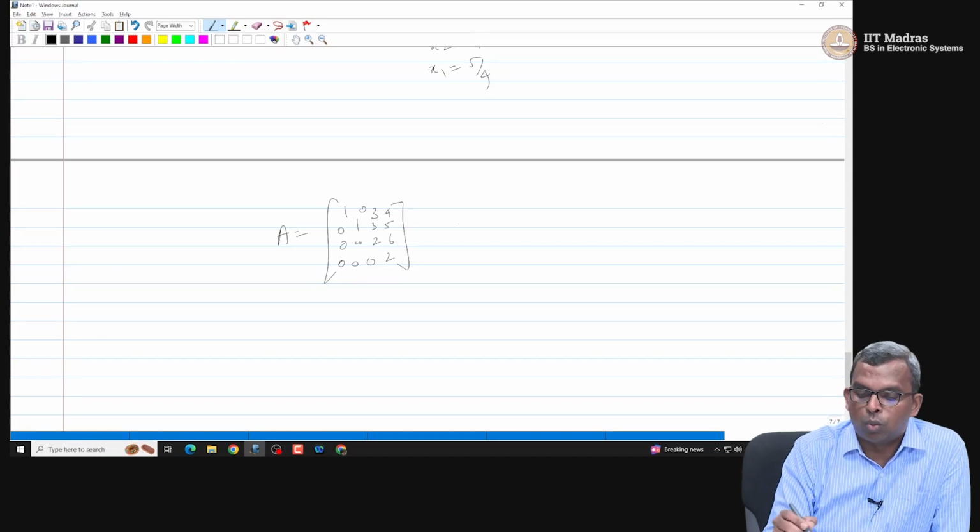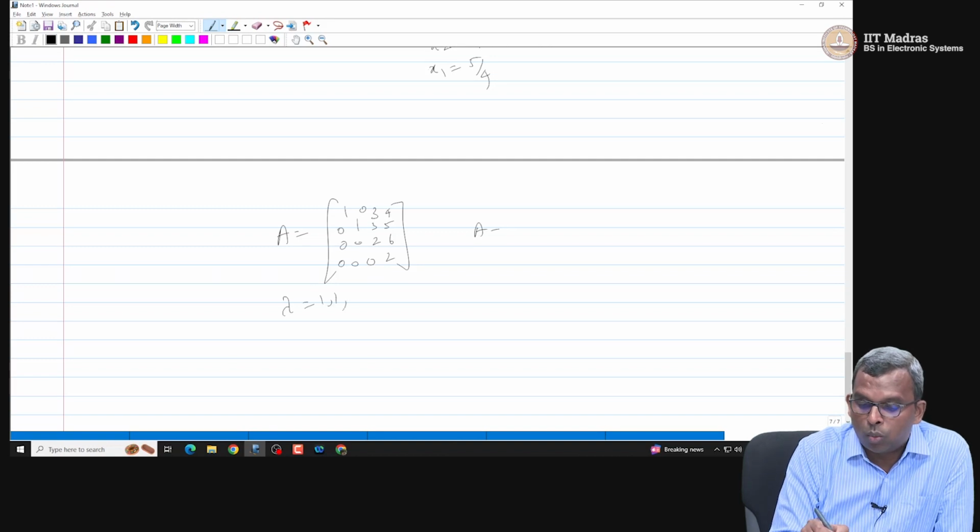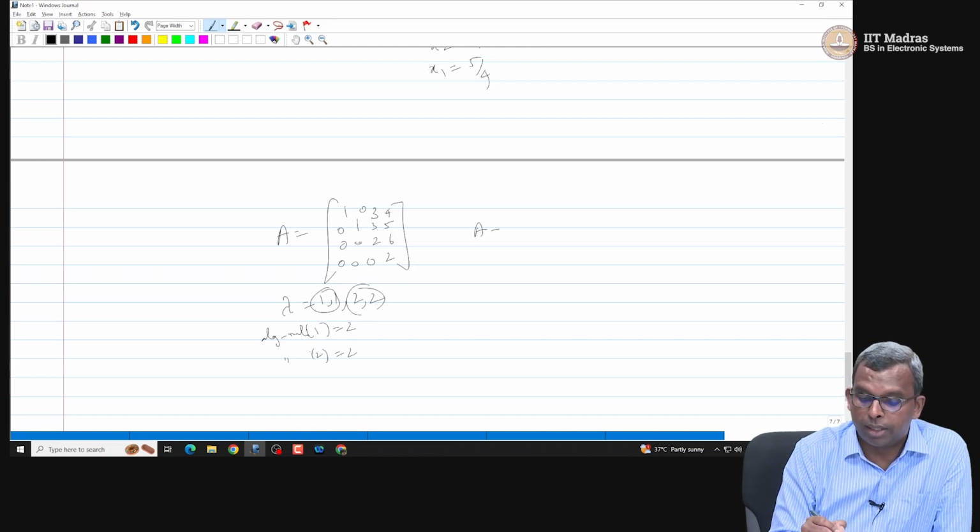Okay, so this is what it is. First of all, what are the lambdas? Lambdas are 1, 1, 2, 2, right? Just the values along the diagonal. These are upper triangular. So 1 has algebraic multiplicity 2, and the algebraic multiplicity of 2 is also 2. Got two guys here, two guys here.